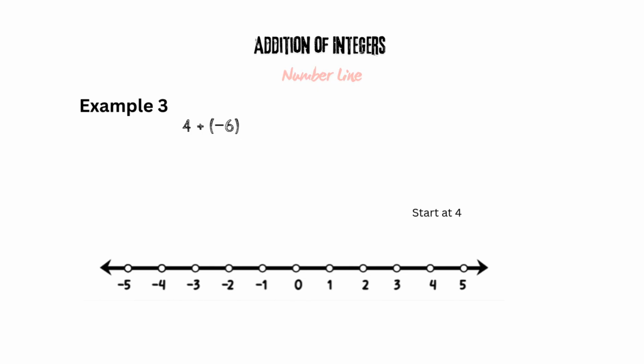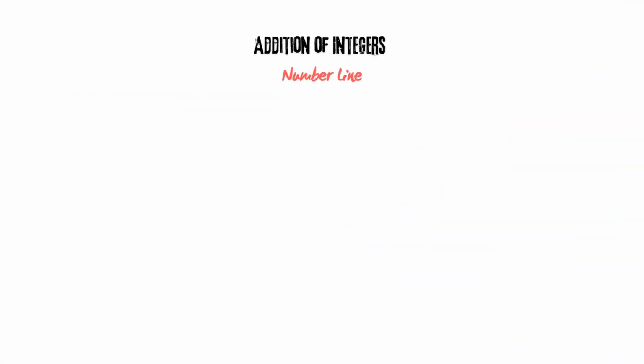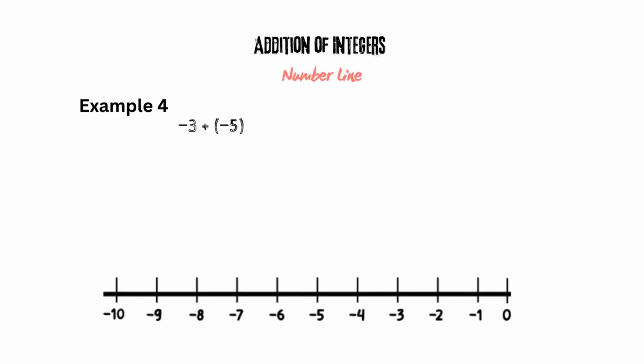When adding a negative integer, we move to the left of the number line. So we start at 4, move 6 steps left, and stop. The end is at -2, so -2 is the answer. Next, start at -3, move 5 steps left, and we end at -8. So -8 is our answer.